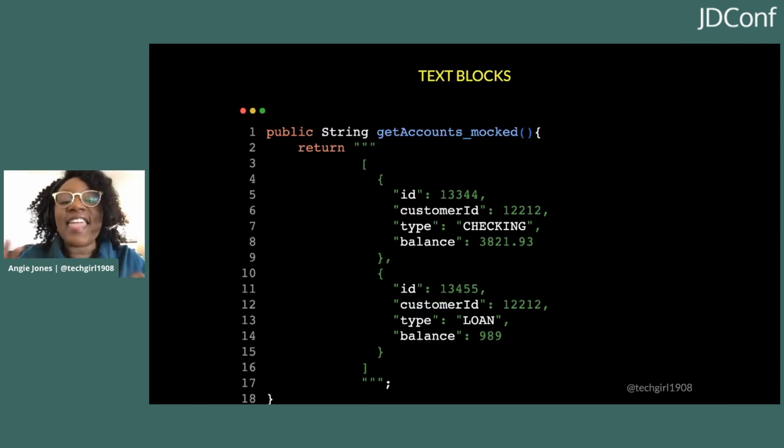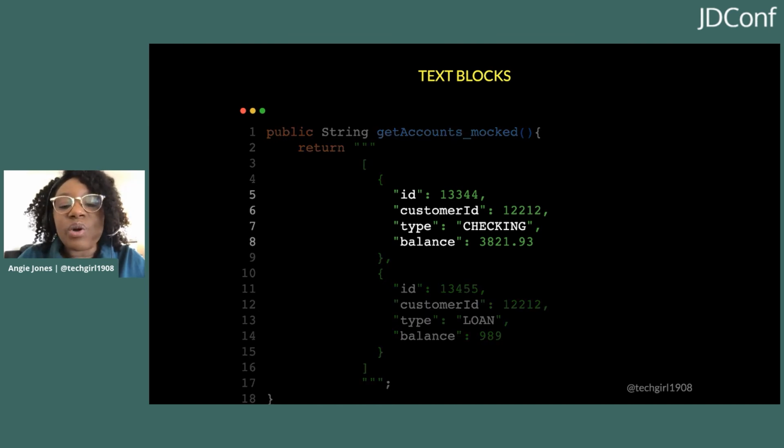Text blocks. They allow you to use 3 quotation marks to open and close a big block of text. Notice you didn't need to escape anything, right? The individual quotation marks are still there on the fields and the line breaks are respected. Now, text blocks were introduced in Java 13 as a preview feature. We got another preview in Java 14. And I'm happy to announce that text blocks have become a permanent feature in the latest release, Java 15, which came out in September. So yay, welcome to Java text blocks. We're so glad you're here.